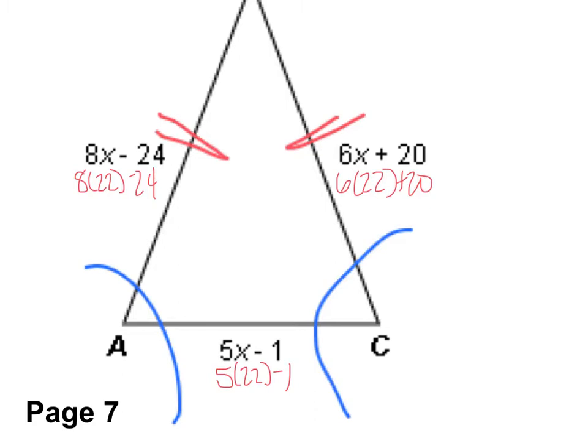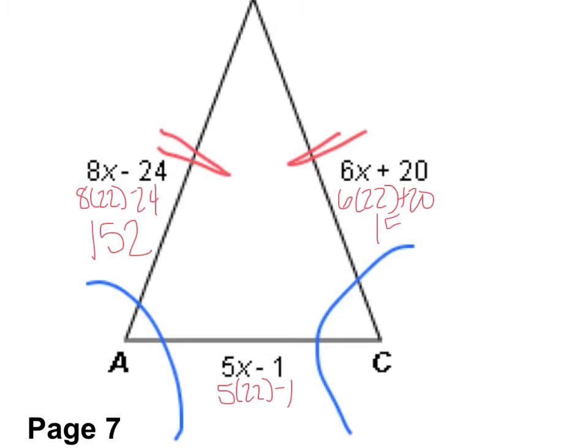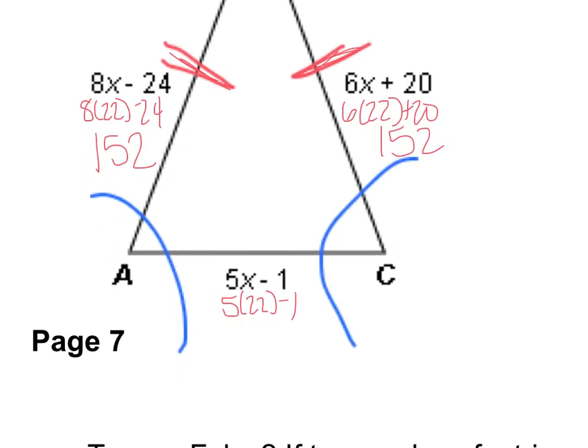So 8 times 22 minus 24, I'd put it in the calculator, and I get 152. And then I do the same thing for 6 times 22 plus 20. I just type it in the calculator, and it's going to give me 152. Which makes sense because these two sides are supposed to have the same measure. And then I do my last one, 5 times 22 minus 1, and I get 109. So my base in this case, my bottom leg, is 109.